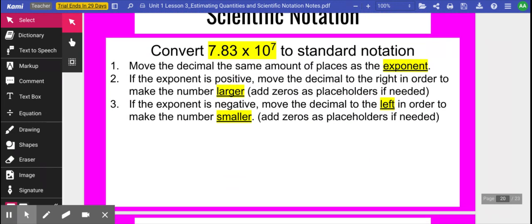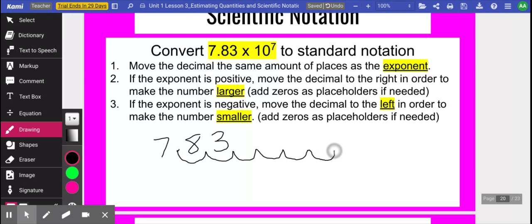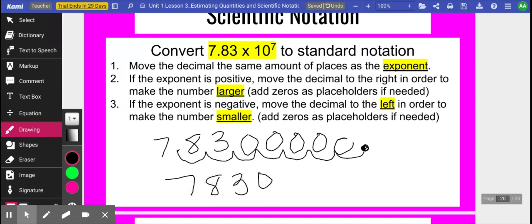So if we are trying to convert 7.83 times 10 to the 7th, I am going to move the decimal the same amount of places as the exponent. So I have 7.83, and I am going to move my decimal 7 places to the right to make the number larger. So it would look like 1, 2, 3, 4, 5, 6, 7. And I would go in and add zeros as my placeholder. So my new value would be 78,300,000. Let's look at another one.